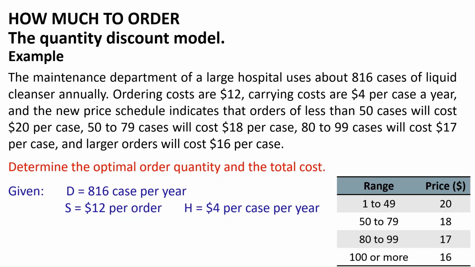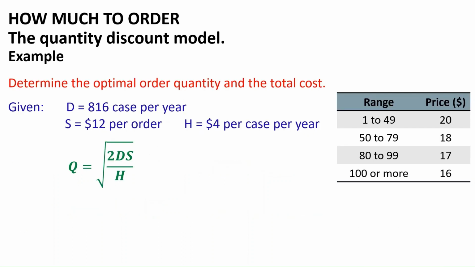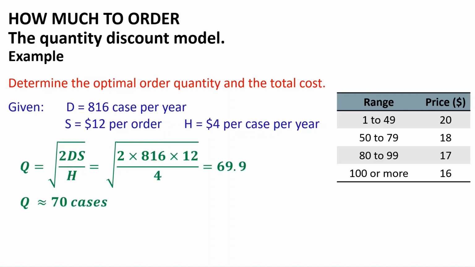The givens are, the demand D equals 816 cases per year, the order cost S equals $12 per order, the carrying cost H equals $4 per case per year, and the purchasing price is illustrated in the table. The first step in solving this problem is to find the common minimum Q, which equals the square root of 2 multiplied by D multiplied by S divided by H. Substitute by the given values.